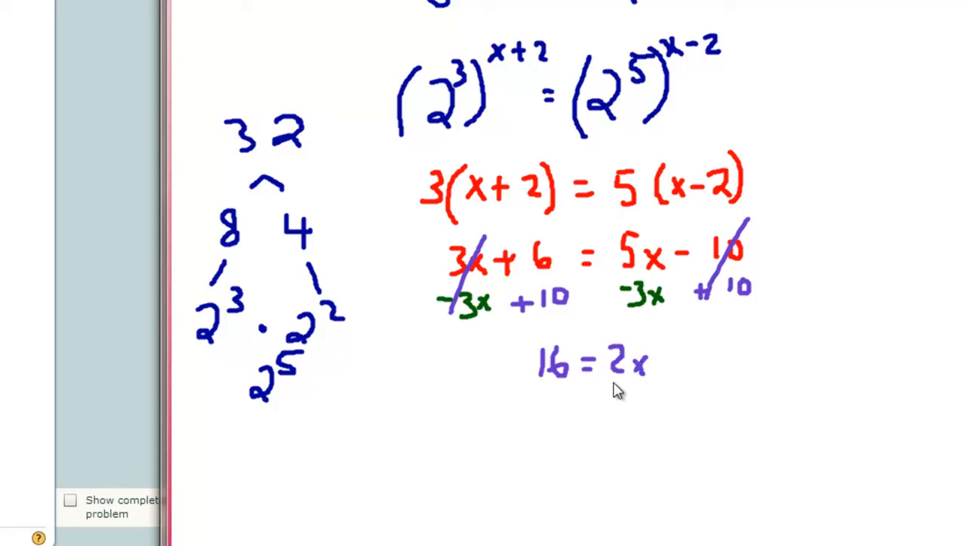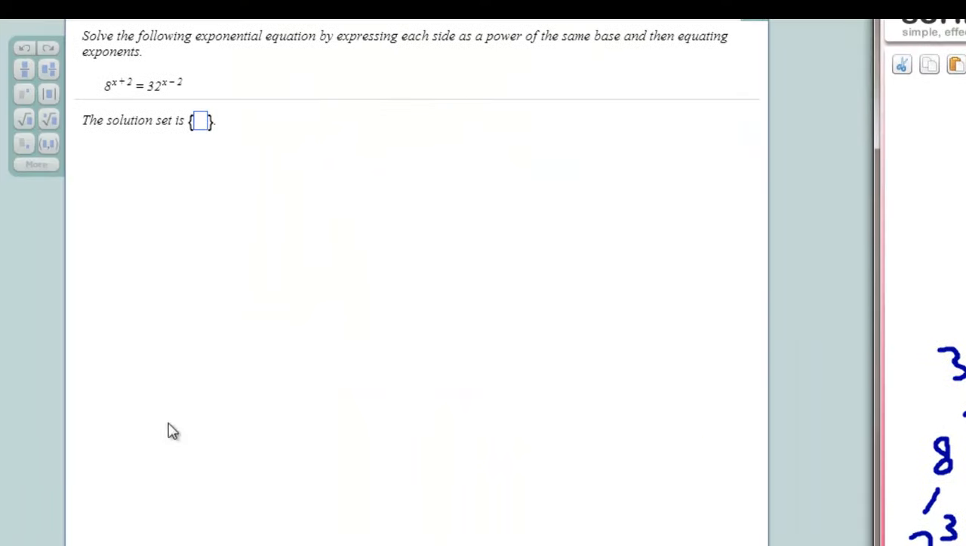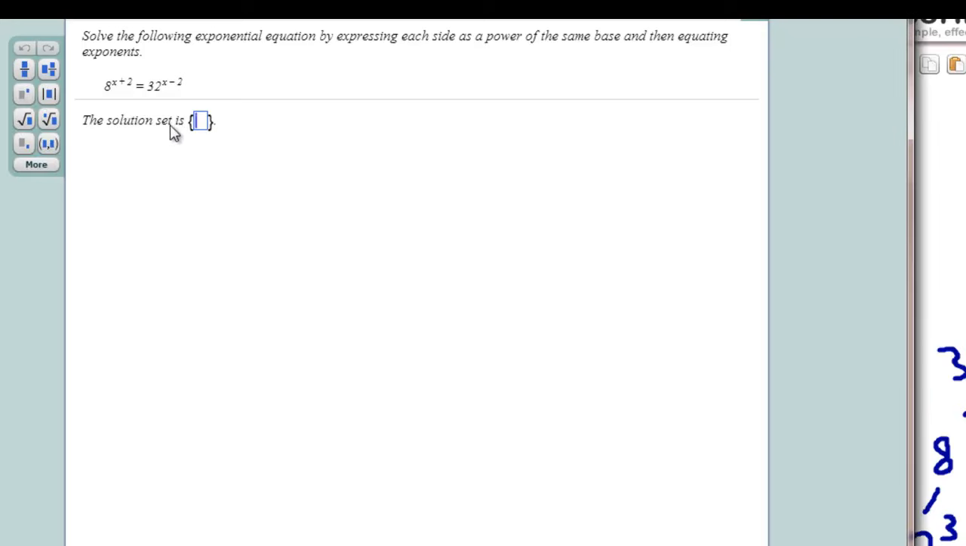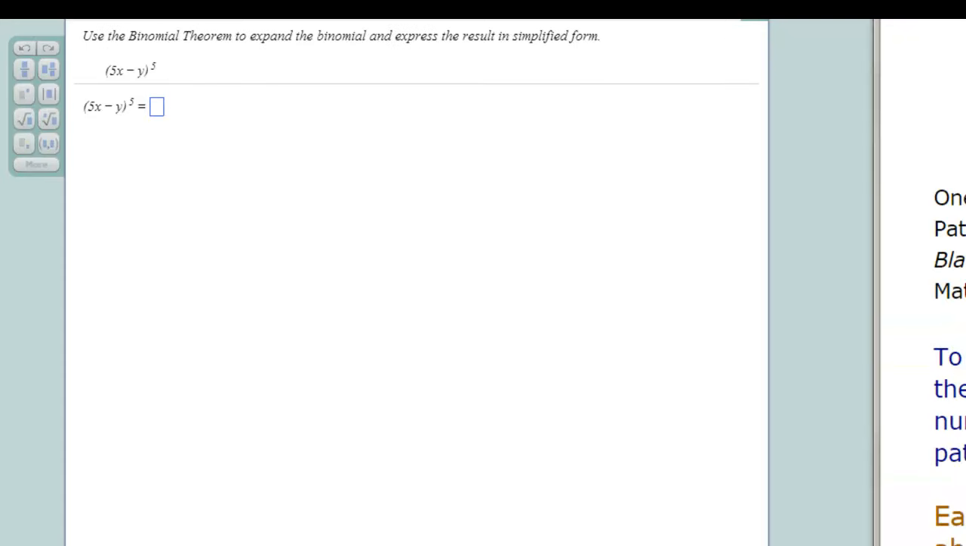All right, divide by 2. And we get x equals 8. Oh, that was a bad 8. X equals 8. So there you go. The solution set is 8. All right, let's keep going along here.